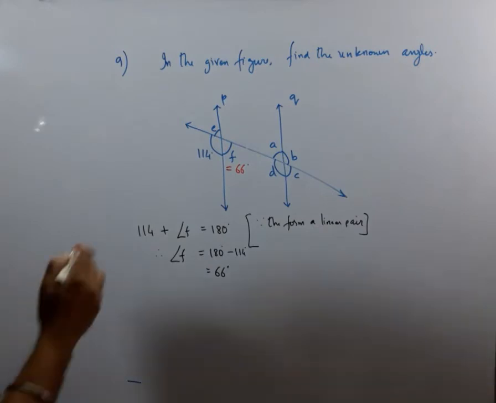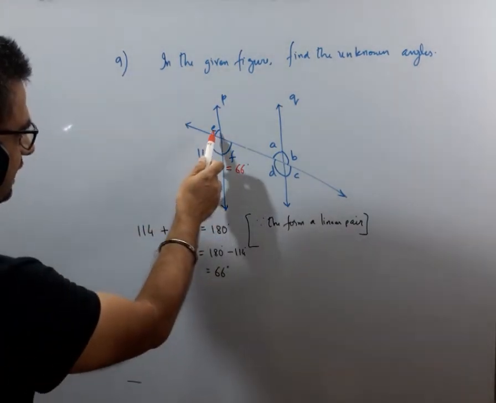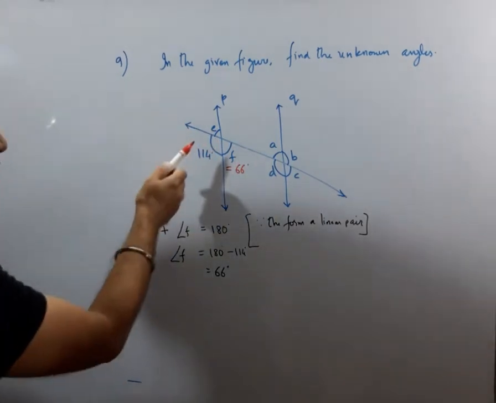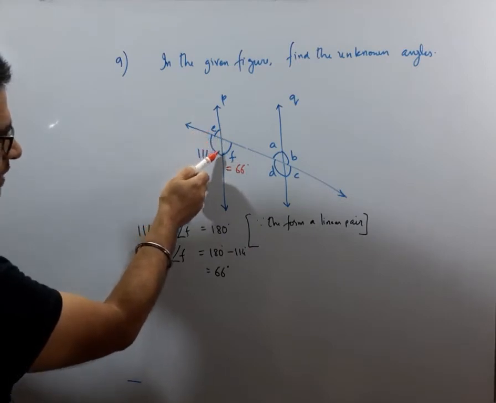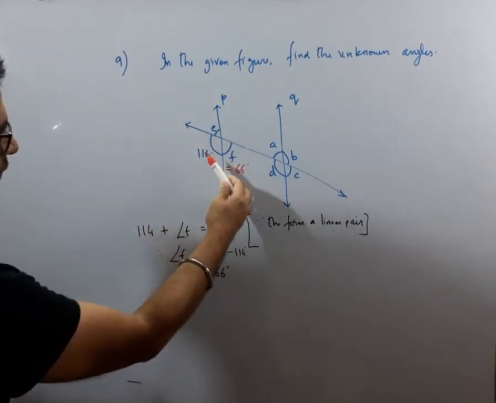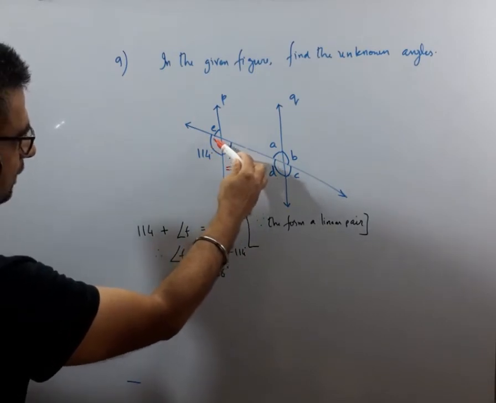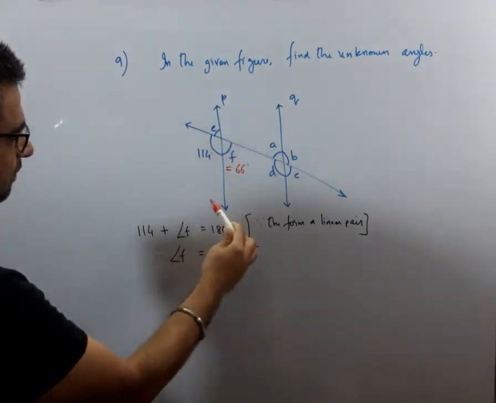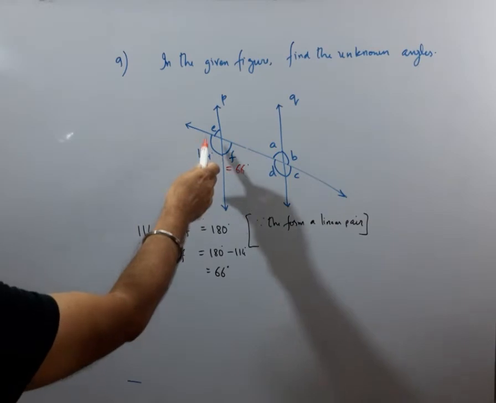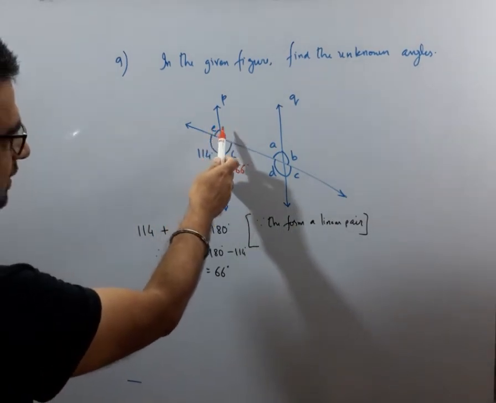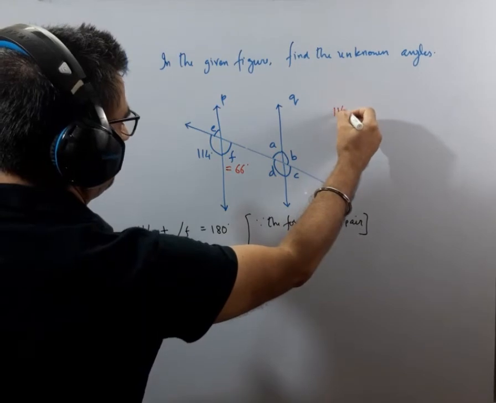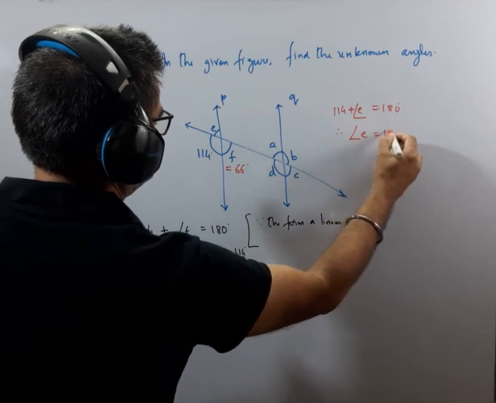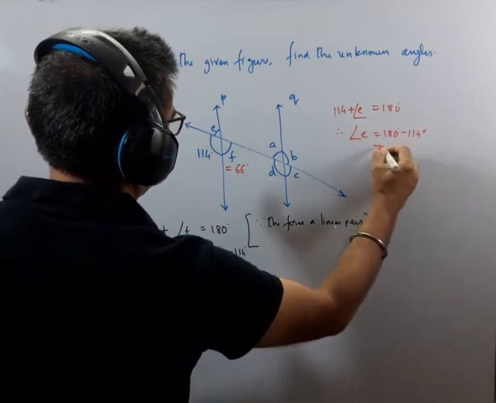And now, can you see that we can find the value of angle E in the same way? There are two ways by which you can find angle E. So 114 plus E, it forms a straight line. So look at the line P. If we see angle 114, this angle plus E, they form a linear pair. 114 plus E form a linear pair because line P is a straight line. And now if they form a linear pair, we have 114 plus E is equal to 180 degree, and therefore angle E is equal to 180 degree minus 114 degree, and that's 66 degree.